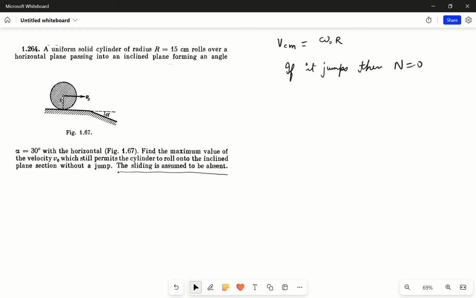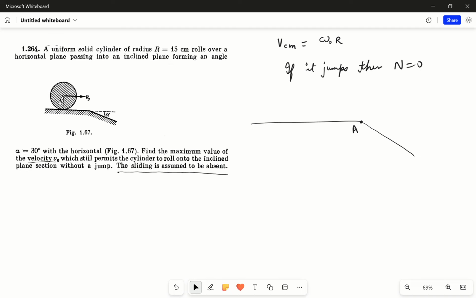Okay, so if it was rolling on a horizontal surface, then the normal was not zero, obviously, but normal might be zero when it is changing its surface from the horizontal to inclined. So normal might become zero here at this point, right? So we have to ensure that normal is not zero at this point. Let me name it as A. Normal is not zero at A, right? Okay, so what we have to find is the critical velocity, the maximum velocity, by which we can roll the cylinder on the horizontal so that it does not leave the ground and doesn't jump.